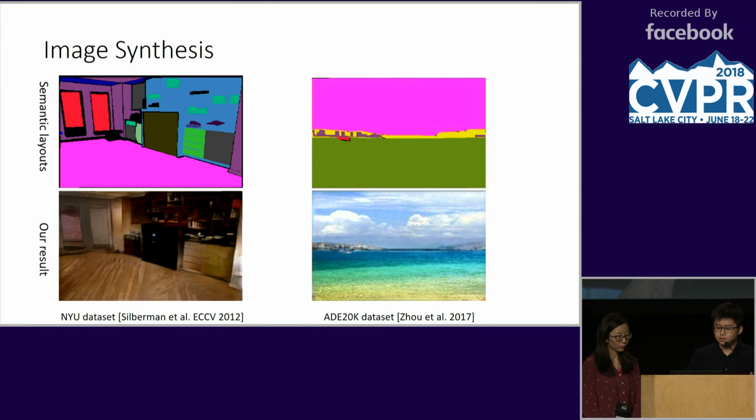In addition to synthesizing images for street scenes, our approach can also synthesize images for indoor and outdoor scenes from the NYU and ADE20K datasets.